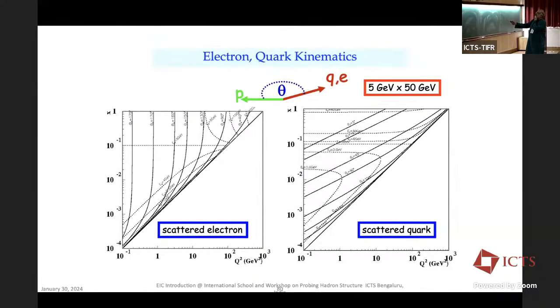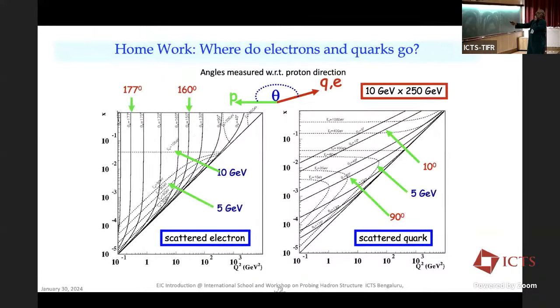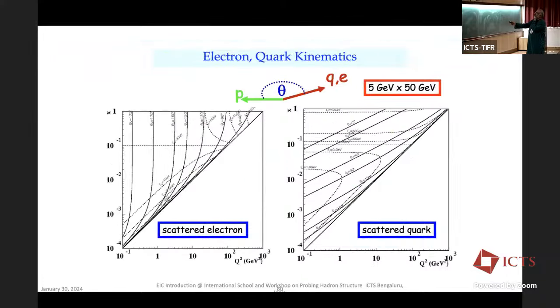And similarly, for a different kinematic, that was for a 10 on 250 and 5 on 50. So if you can show one of these curves, that should be enough. You don't have to show all these plots, but calculate one of these curves, and it should look like what is shown in these slides.